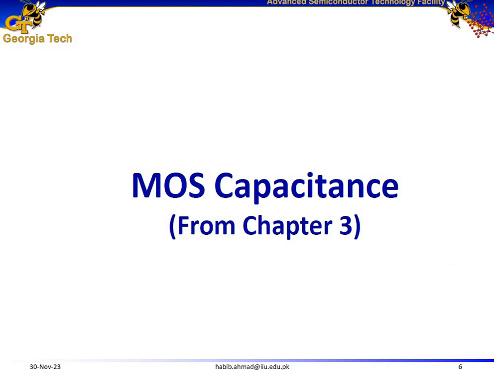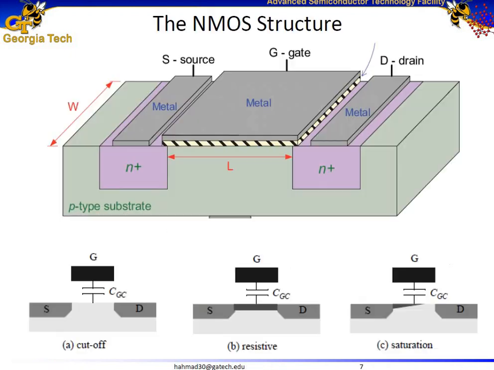Before calculating the inverter capacitances, let us review our concept of the MOS capacitance, of the metal oxide semiconductor capacitance. We already covered this topic in detail in chapter number 3, but let us review it for the sake of refreshing our mind. Here is an NMOS structure where we have a gate, a silicon dioxide insulator, then we got a substrate. For the NMOS structure, the substrate is P-type and the drain and source would be N-type.